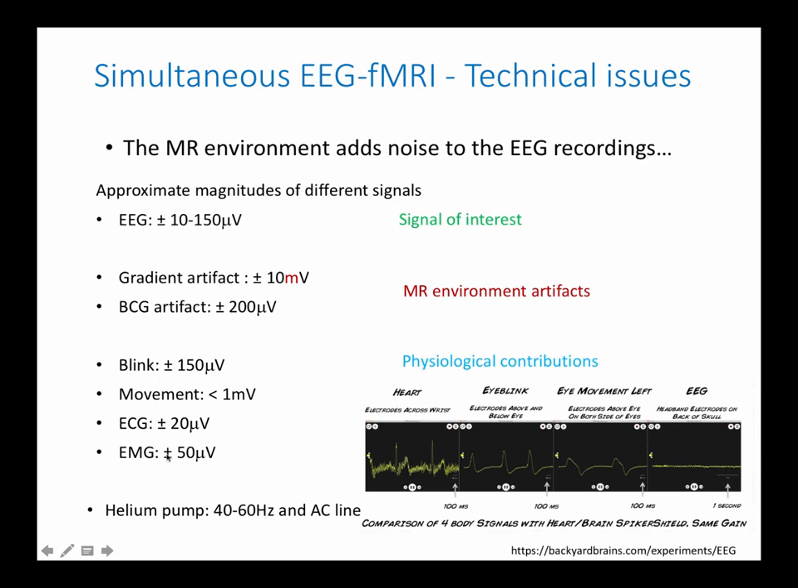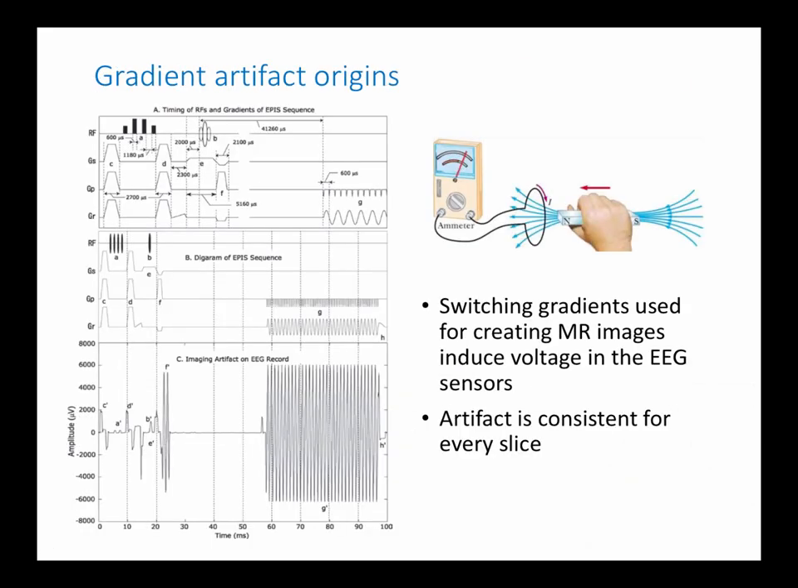And that's on top of what you would normally have because the person is alive and they're blinking and moving and their heart is beating and also they're twitching their muscles, right? So these are basically going to be the same as what you would get if you measure EEG outside the scanner, and there are ways of dealing with that. So where are the artifacts coming from in the scanner, and what are you going to do about it?